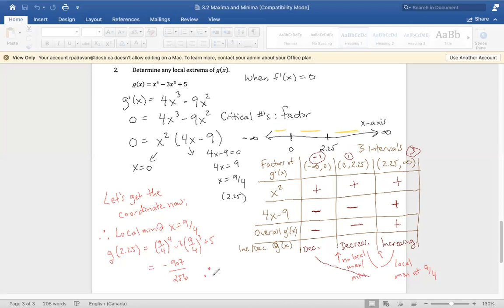So therefore, my point then, I have a local minimum for all of this chart for these critical numbers. I only have a local minimum occurring at 9 over 4 and negative 907 over 256. And here at 0, I don't have a max or min happening there.